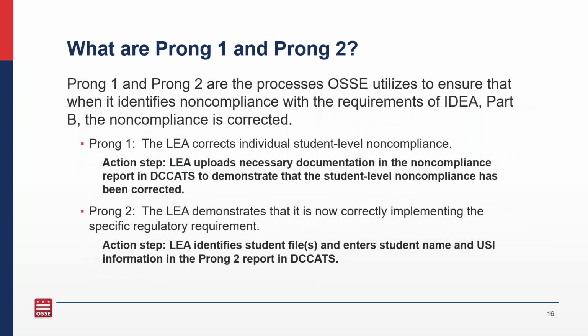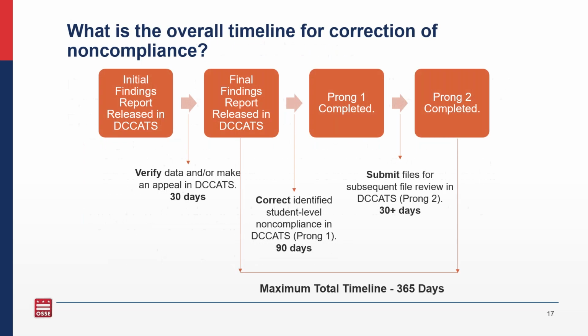So in exercising its monitoring responsibilities, OSSE must ensure that when it identifies noncompliance with the requirements of IDEA Part B, the noncompliance is corrected as soon as possible, but in no case later than 1 year after the identification of the noncompliance. OSSE uses a two-prong approach. I'm sure you're all familiar with this. We have our prong 1 and our prong 2 process. And next slide, please. This gives us a good overview of what this timeline looks like.